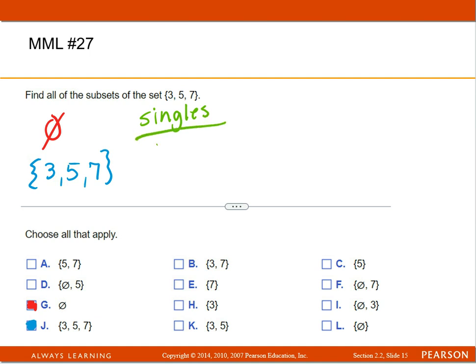And the singles would be putting 3 by itself, putting 5 by itself, and then putting 7 by itself. So here's 3 by itself, here's 5 by itself, here's 7 by itself. So I'd click on those 3, and then I would look for the doubles.